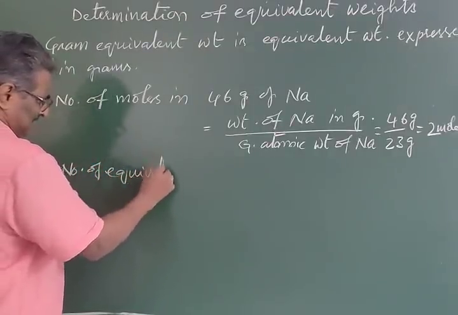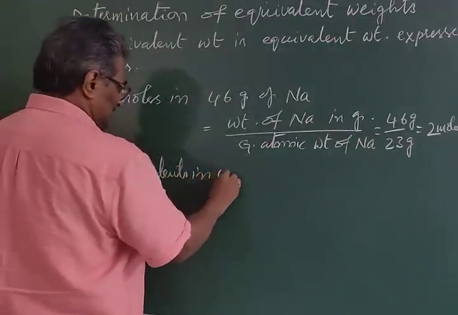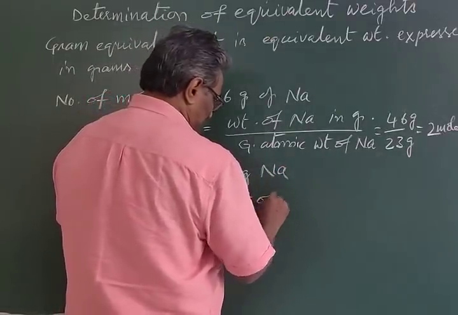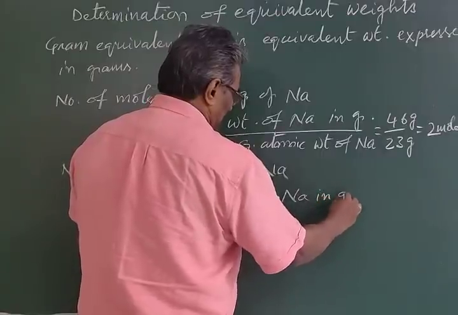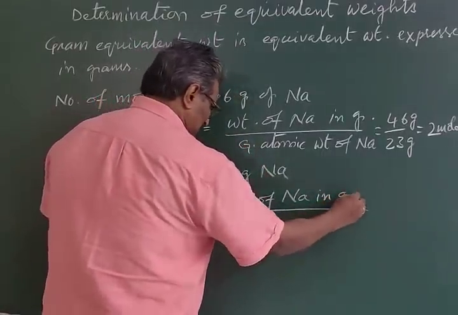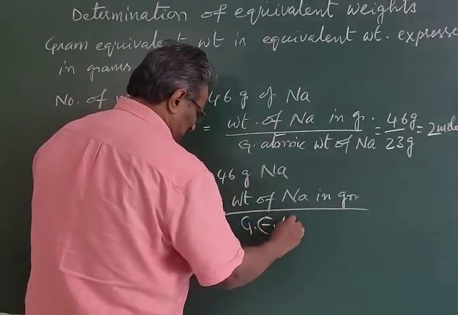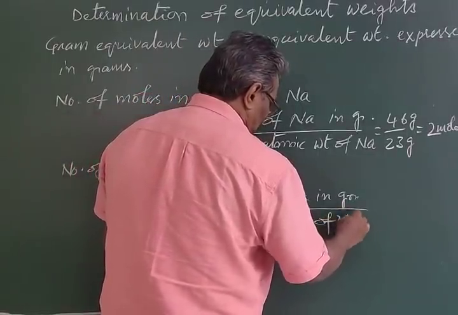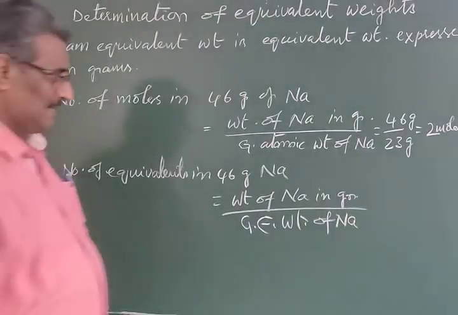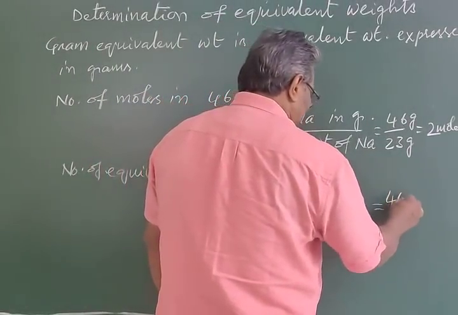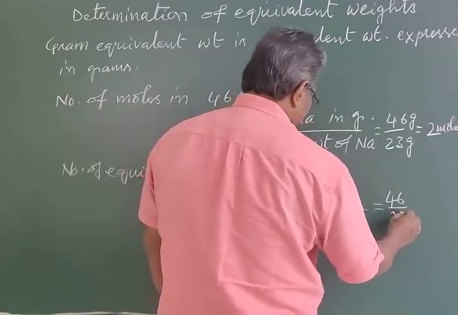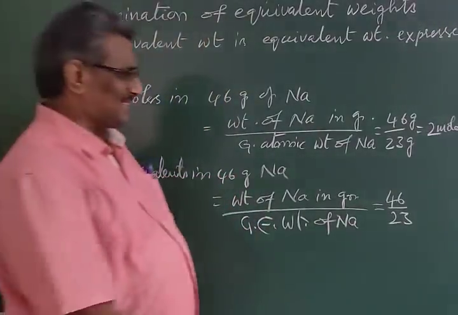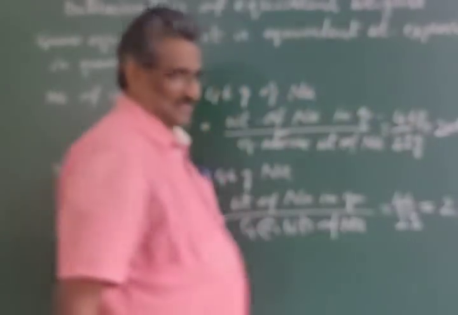The number of equivalents in 46 grams of sodium is equal to the weight of sodium in grams divided by the gram equivalent weight of sodium. Instead of gram atomic weight, we write gram equivalent weight of sodium to get the number of gram equivalents. The weight of sodium is 46. The equivalent weight of sodium is also 23. So 46 divided by 23 is equal to 2.